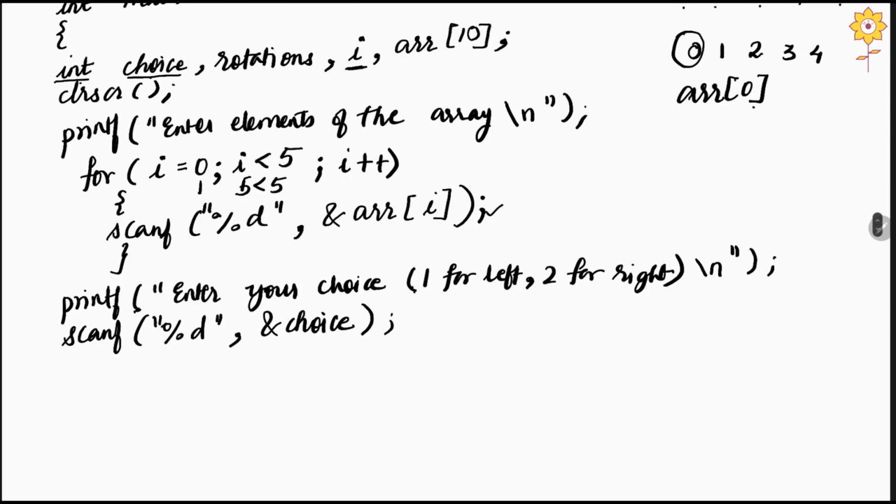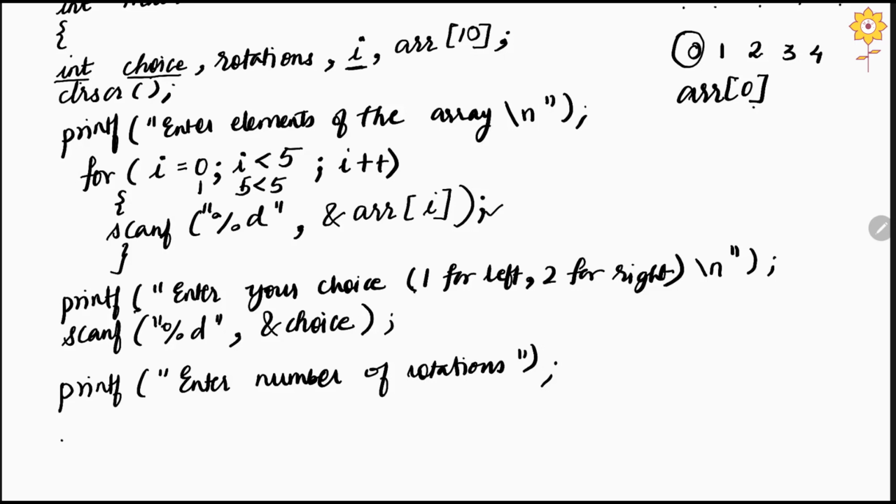Next we can ask them for the number of rotations they want. So, that we can do by again writing a printf statement. Inside printf you will write enter number of rotations. Okay. So, you will ask them for how many rotations they want. After that you can write scanf, again %d because rotations is also of data type integer. So, %d in quotes, comma, ampersand and the variable name, which is rotations, and then you will put a semicolon at the end.